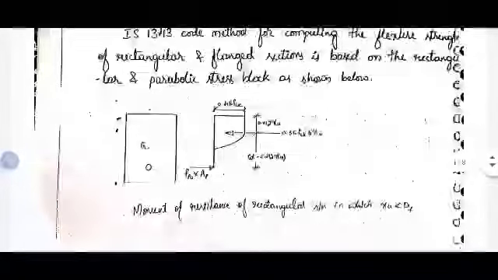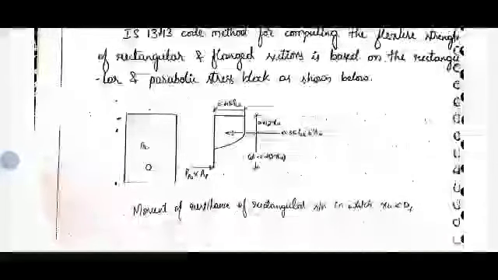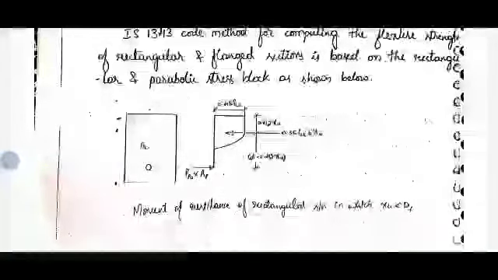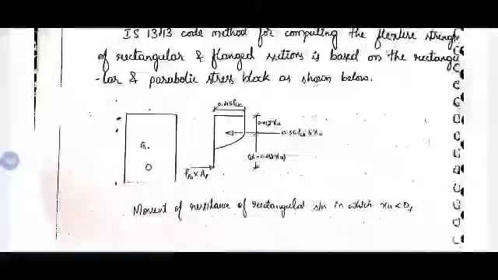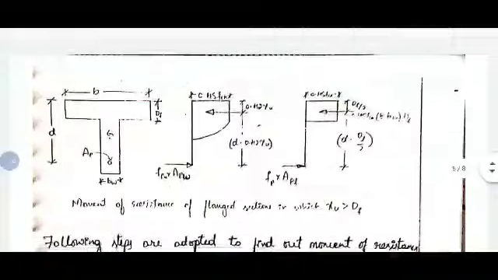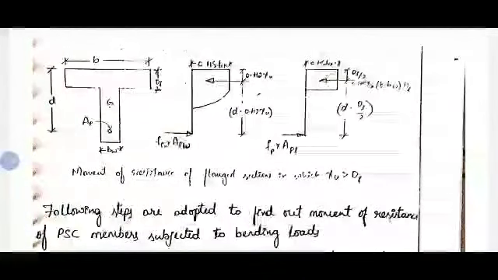First, for the rectangular section, we will have this stress distribution diagram. Then there will be no question of the neutral axis, it will lie in the section only. So XU less than DF, or greater than DF. For a rectangular section, we only consider XU less than DF. Then if XU is greater than DF, we consider it as a flanged section.